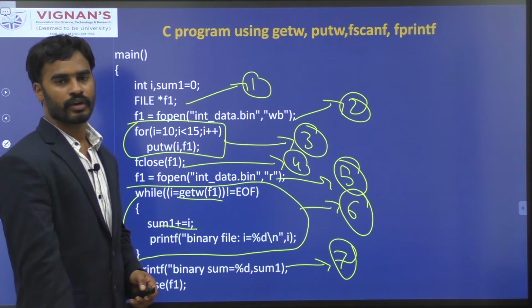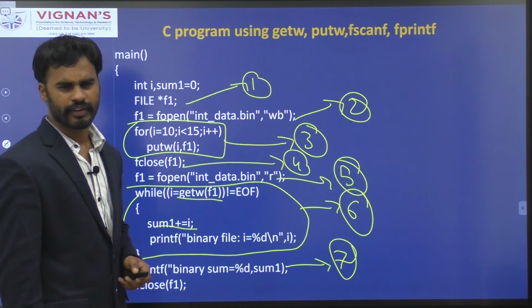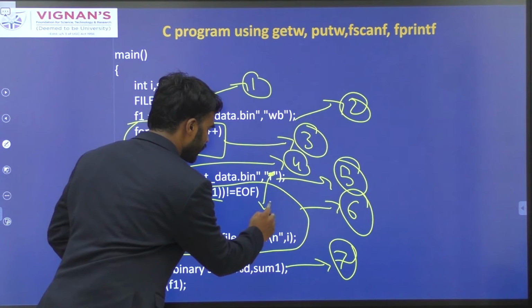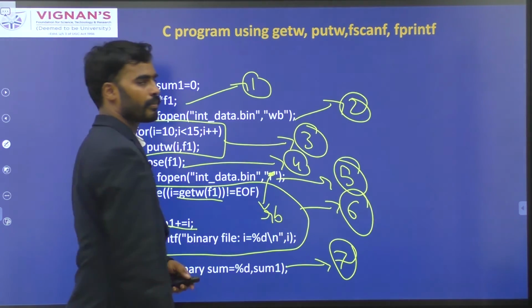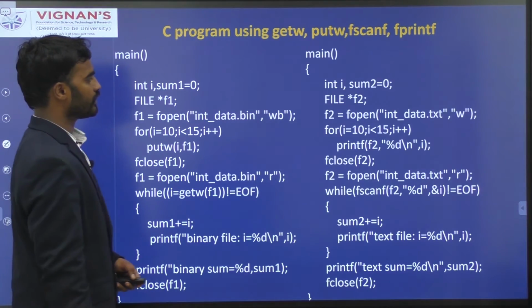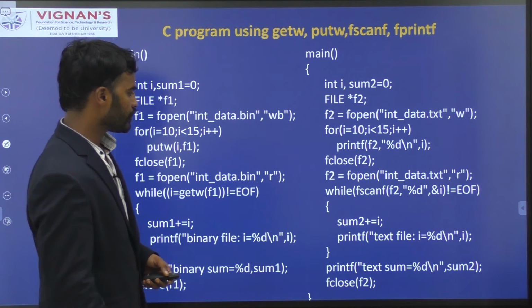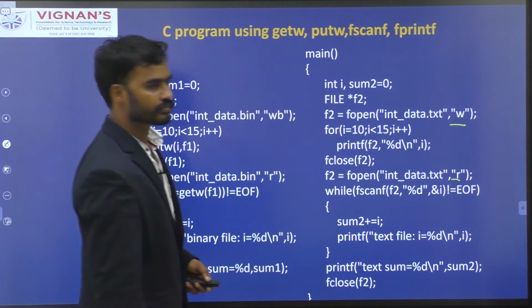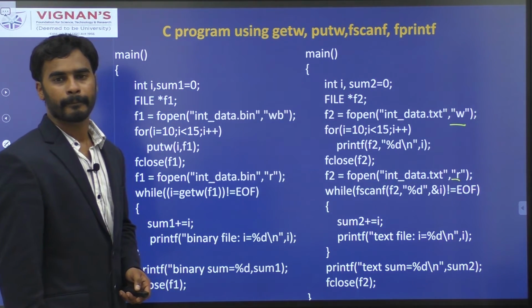So this is the way you are supposed to work with binary files. Here it is not R, it is RB, as I am working with binary files. If you want to work with text files, then you can do the same thing. You just have to change the mode, W and R.